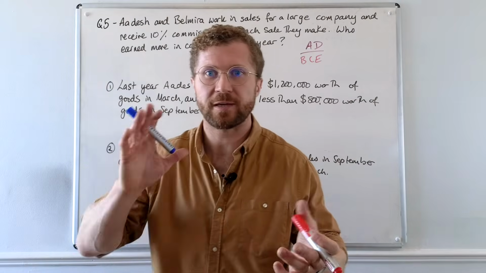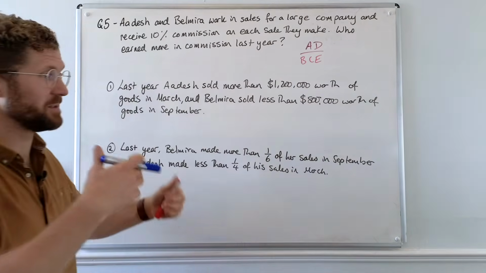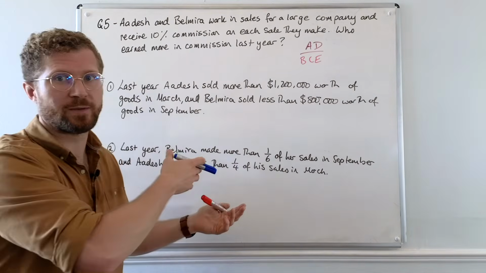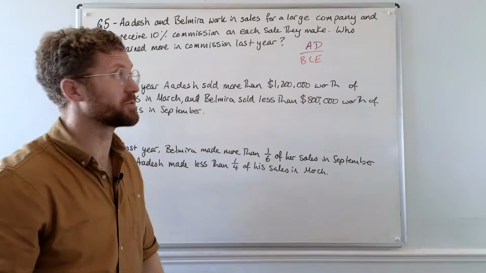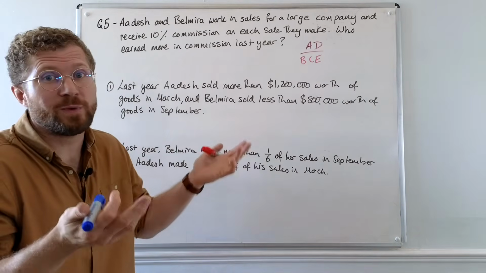Okay, question 5 here, we're getting into some more difficult stuff. Let's take a look at the question and see what information we can glean from it before we get into the data sufficiency process and worry about what's in number 1 and number 2. So we've got these 2 people who are in sales for a large company. We know they received 10% commission. And the question is, who made more commission last year?